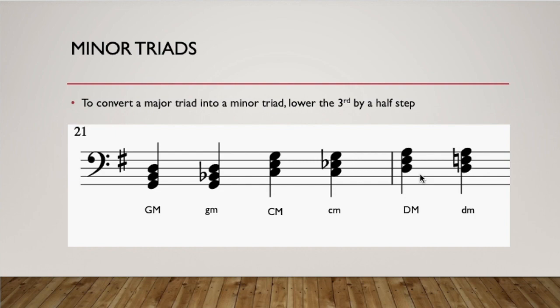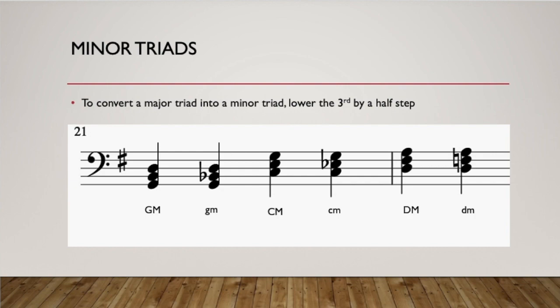D major has 2 sharps, F sharp and C sharp. So for our major triad, we would have D, F sharp, and A. And then to make it a minor triad, we'd lower that third a half step, staying true to the key of D minor. So we would get D, F natural, and A.